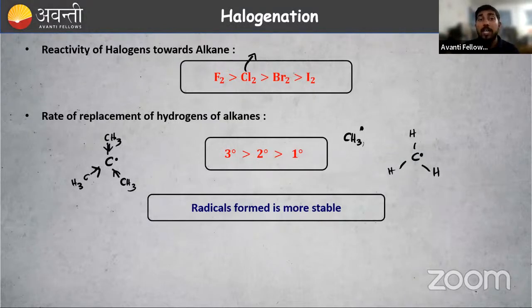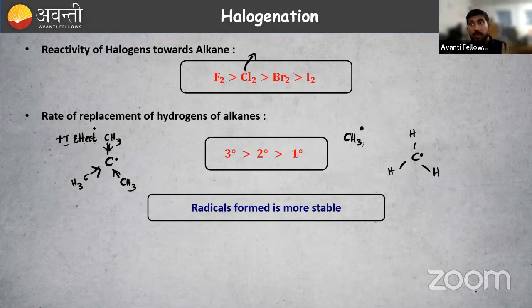Of course, it is a tertiary free radical. Why? Due to the presence of the CH3 group. The CH3 group shows a plus psi effect, which we studied in the last chapter. It is ready to give electrons. It is very rich and ready to donate electrons to the electron-poor free radical. So the radical formed is more stable: tertiary, secondary, primary.